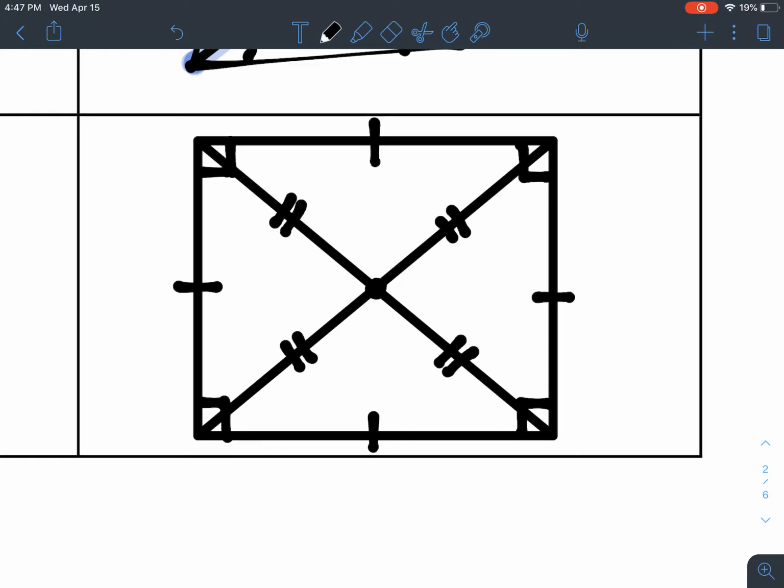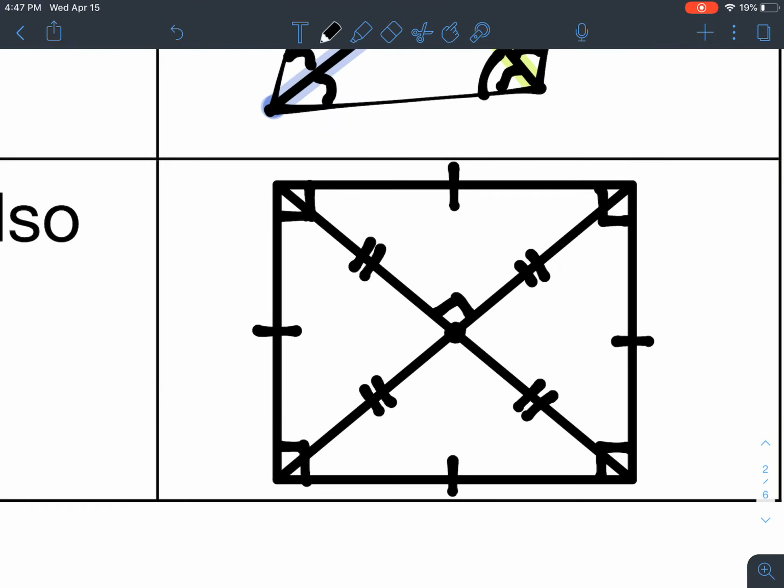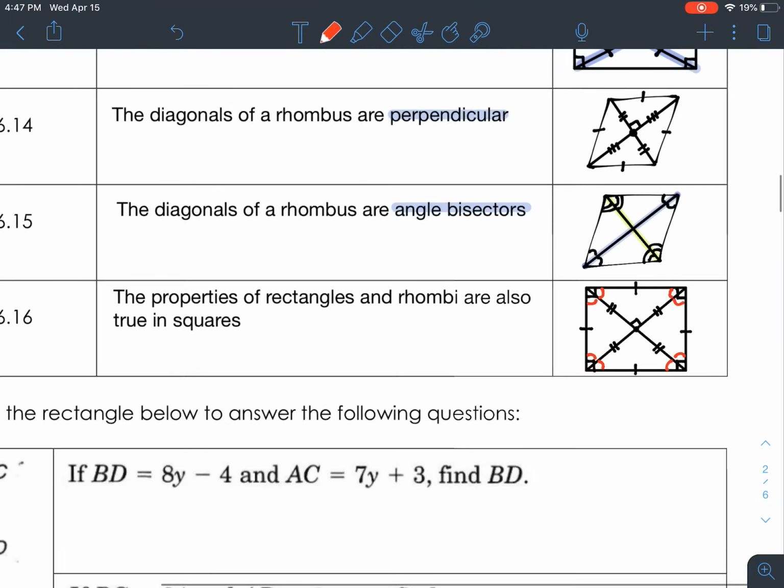Now we also know, because it's a rhombus, that the diagonals are perpendicular, which means this is a right angle as well. And because it's a rhombus, the diagonals are angle bisectors. Those diagonals are bisecting congruent angles. Now I'm going to do this in a different color because this is getting a little goofy. All of these individual angles within these diagonals all have to be congruent, and they all have to equal 45 degrees.